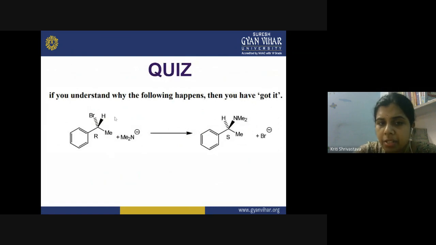So again, you have a question from this lecture. If you have understood this lecture, let us see why the following happens. Look at the configuration here: the bromine is the leaving group in the substrate, and the nucleophilic attack is taking place by Me2N minus. When it attacks on the carbon atom, the bromine leaves. How can you predict that the leaving group is leaving from the hashed bond on the substrate, but the incoming group has a wedge bond? How will you predict this change here? That is the quiz from today's lecture.